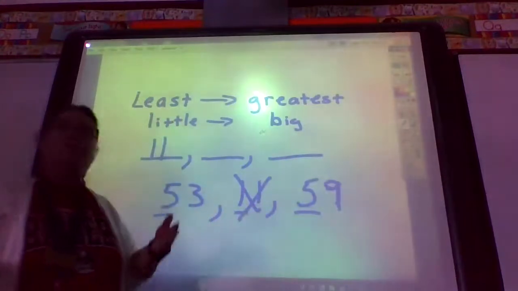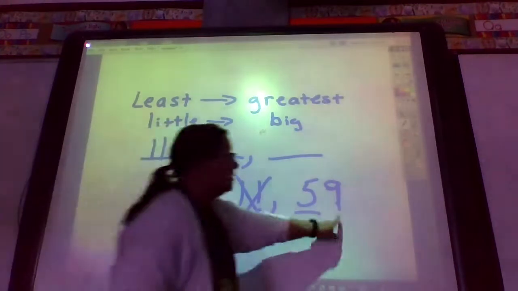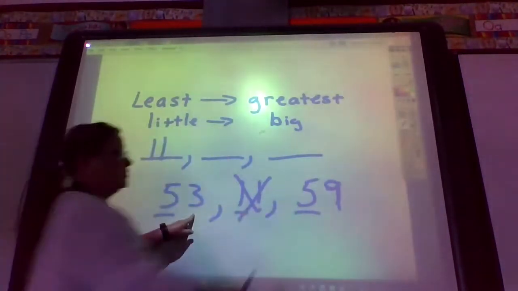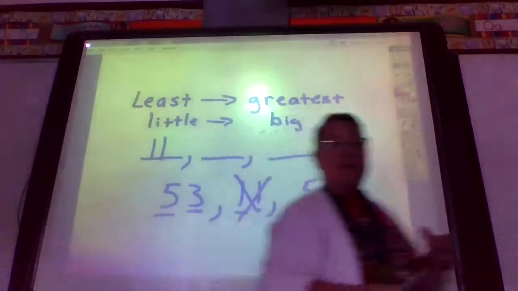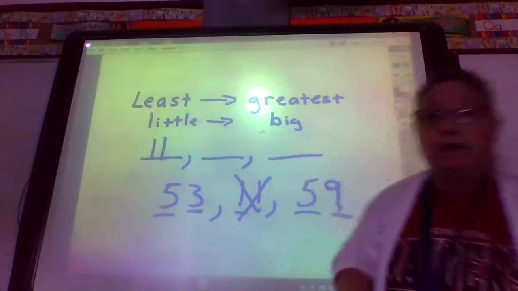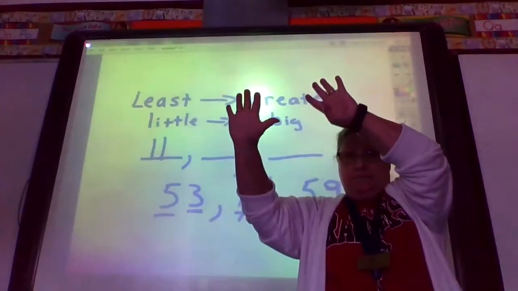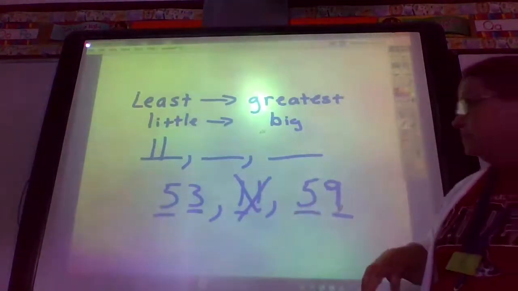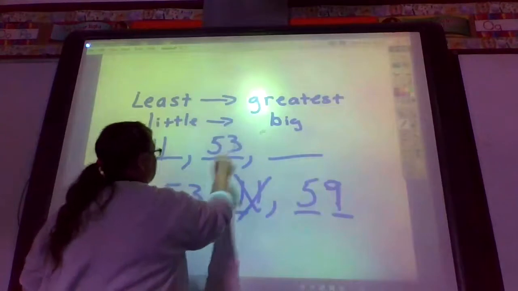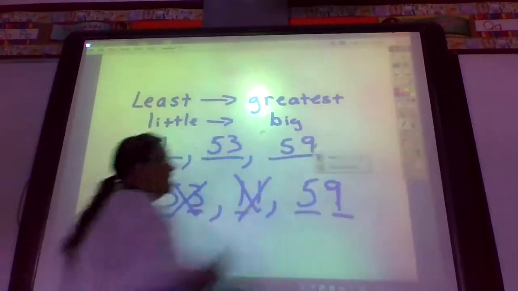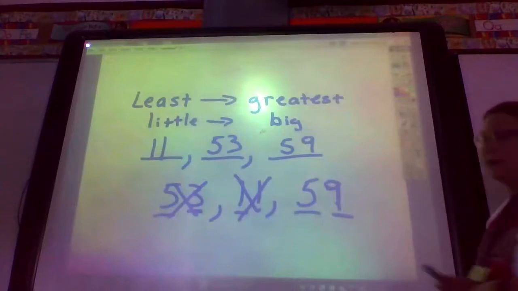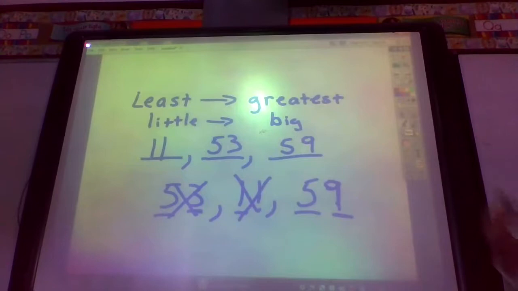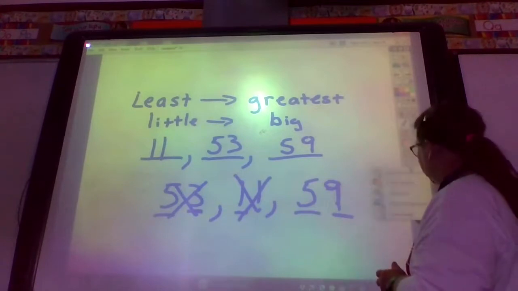Just like in ABC order, if we have 2 words that start with a C, we have to look at their second letter. If I have 2 numbers that start with the same digit, I have to look at their second number. So now I have a 3 and I have a 9. Here's 3. Here's 9. 3 is smaller because I only have 3 fingers up. So 53 and then my 59. If we think like we do with ABC order, we should be able to get this.